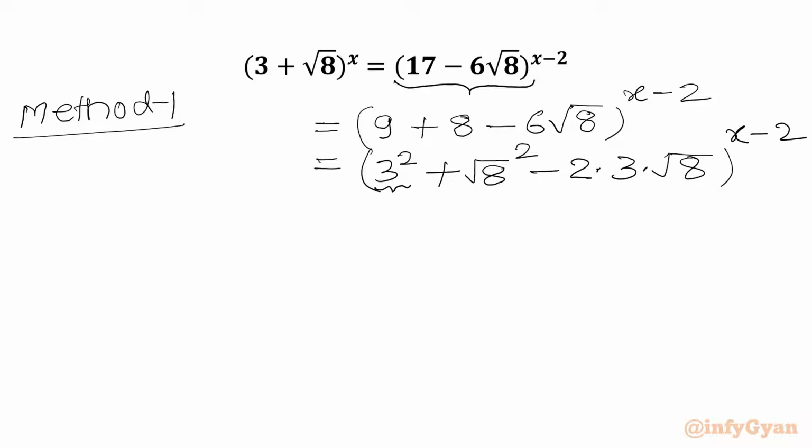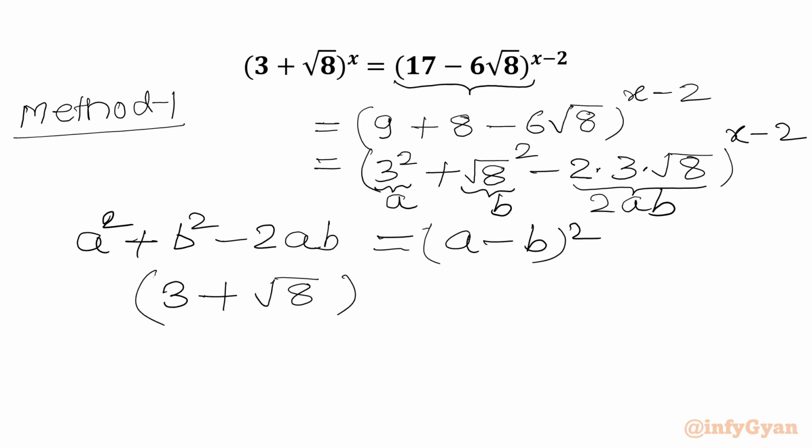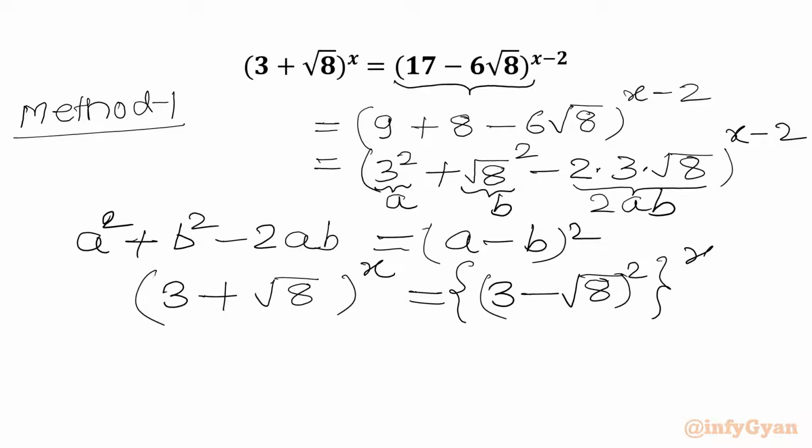Now if I consider 3 as a and square root 8 as b, then here we have 2 times ab. Let me write the identity: a square plus b square minus 2ab will be equal to a minus b whole square. So I can write our equation: 3 plus square root 8 with power x will be equal to 3 minus square root 8 whole square, then we'll put power x minus 2.